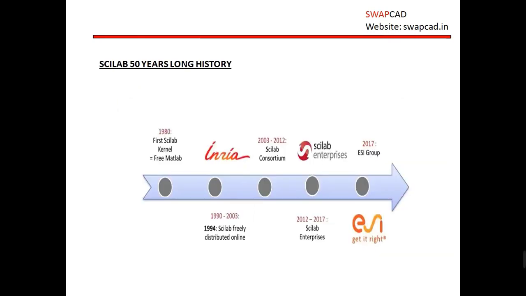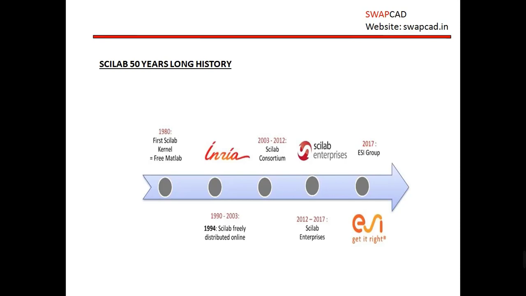Scilab has a 50 years long history. It started in the 80s. The first Scilab kernel is the free MATLAB that you got in the 1980s. After that, INRIA is a French research institute for computer science. INRIA works closely with industry and has assisted in the creation of over 160 startups, and Scilab was one of them. So from 1990 to 2003, with the help of INRIA, Scilab was distributed freely online for researchers to use.